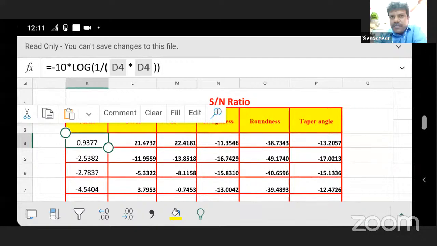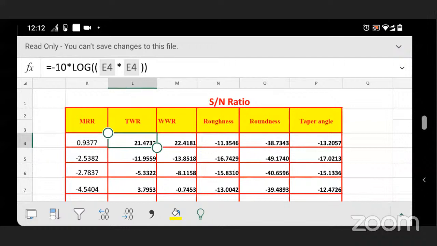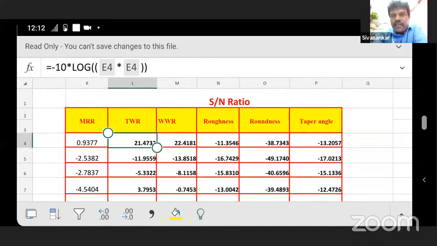Now keep on the first cell of TWR. Here it is -10 log of the square of that particular value. In the previous case, it was -10 log 1 by the square of that value. Because in the case of MRR, it needs to be maximized, while TWR should be minimized. So for TWR, lower the better, and for MRR, higher the better. So we have 2 different formulas to calculate the SPL ratio: one for higher the better, another for lower the better. For all other parameters except MRR, that is TWR, WWR, roughness, roundness and taper angle, lower the better. Therefore, we use the same relation to calculate the SPL ratio. Fine, go to the next one, sir.